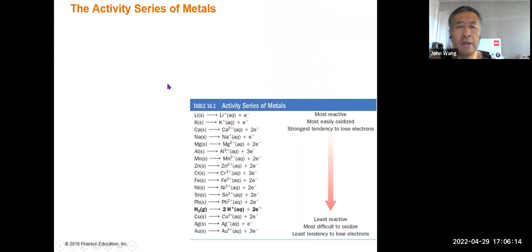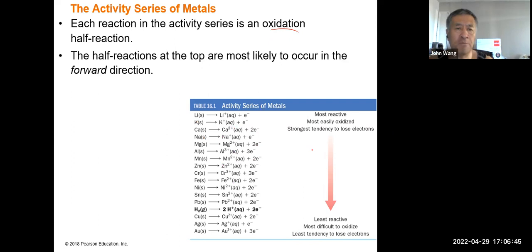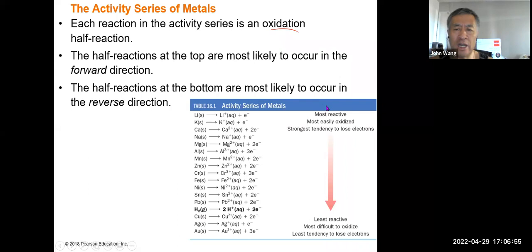And we still keep this table here and see this tendency here. So then we can use it to solve some problems. Each reaction in the activity series is an oxidation half reaction. What that means is all those reactions written here are oxidations because they all tell you about losing electrons. So the half reactions at the top are most likely to occur in the forward direction. The half reactions at the bottom are most likely to occur in the reverse direction.